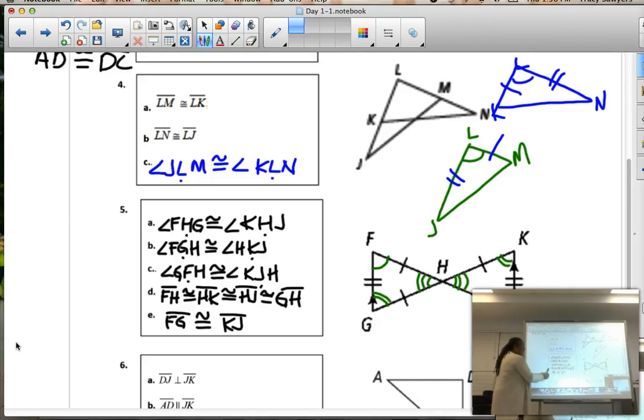And notice how I did the sides. All those sides that have one tick mark on them are congruent to each other. So I drew a string of congruent statements. That's a string congruent statement, right? Because every side that has one tick is congruent to the other, correct? Yes.